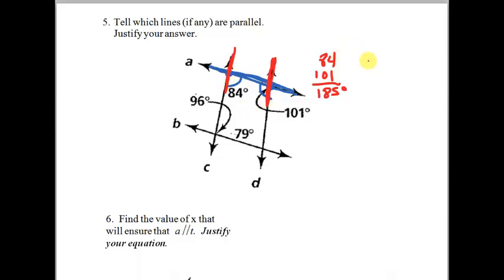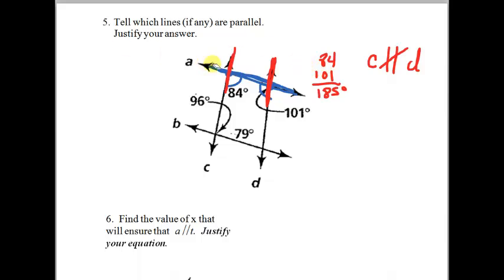Line C and D are not parallel. And here's one way you can write that. You could write C, and then using your parallel symbol with D. We know that C is not parallel to D, so we just use a little slash through it. That would be a symbol for not parallel. C is not parallel to D.